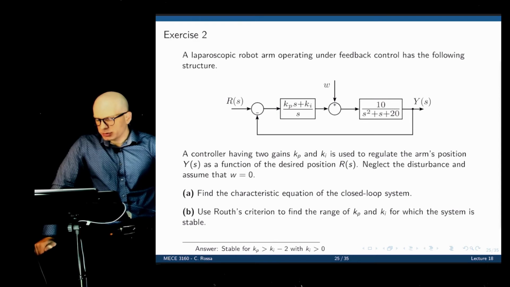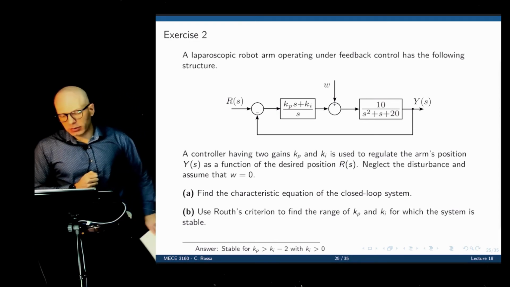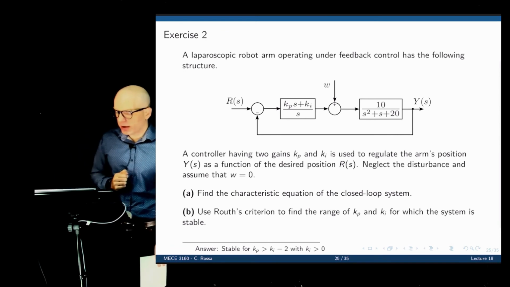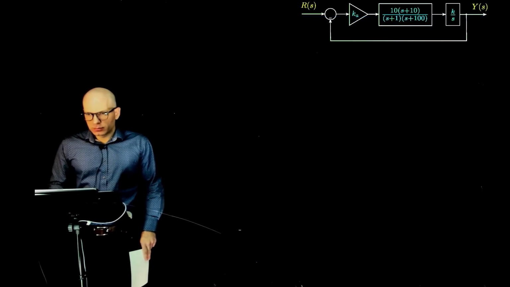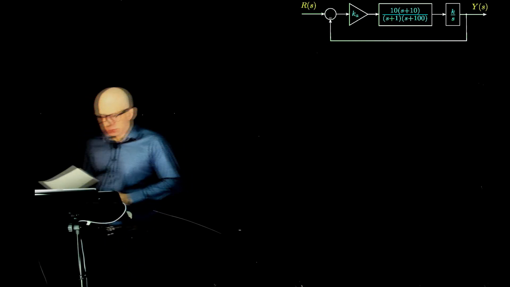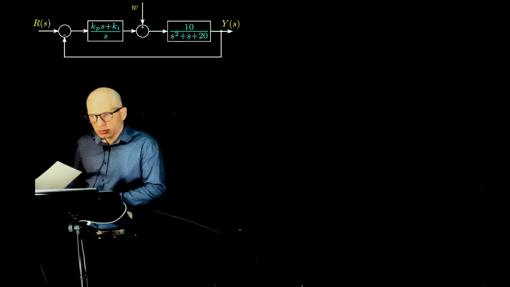So find the characteristic equation of the closed loop system, and then use the Routh-Hurwitz stability criterion to find the range of Kp and Ki for which the system is stable.